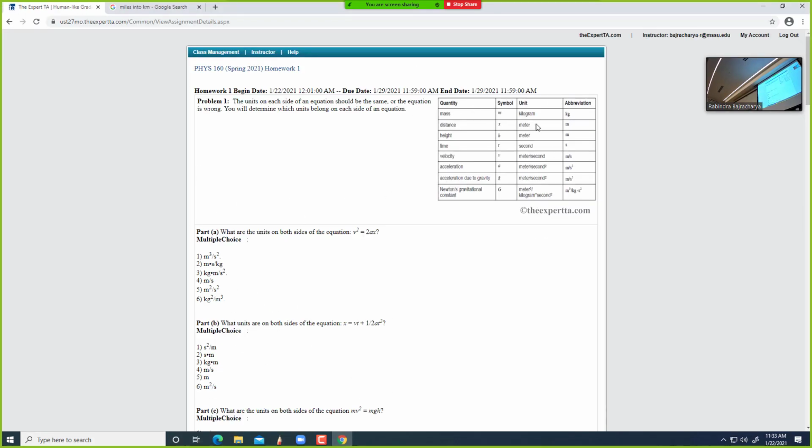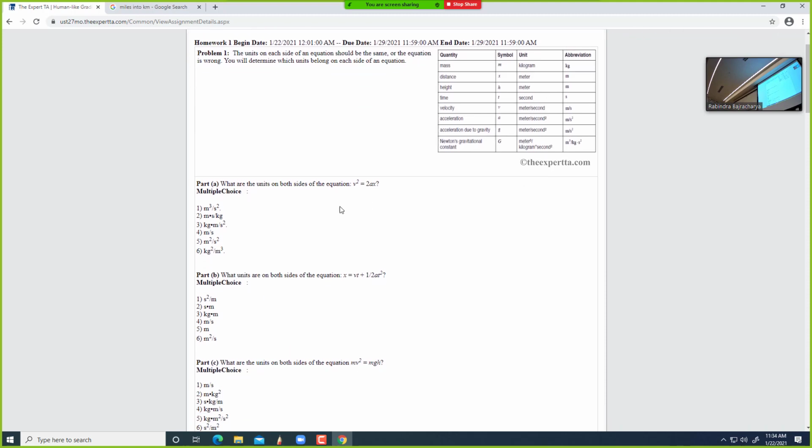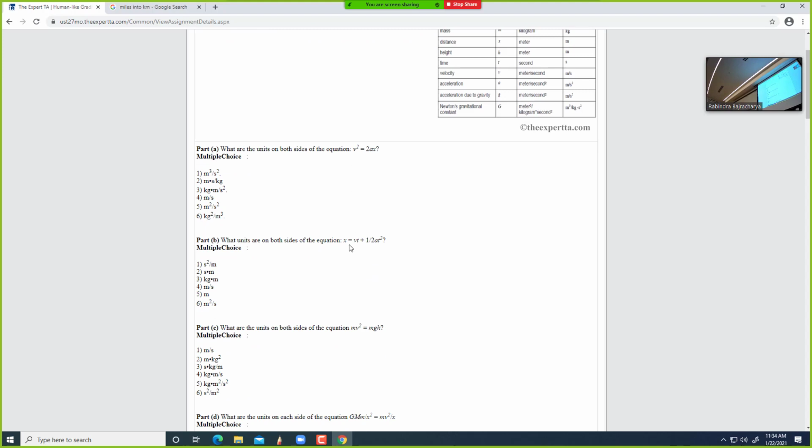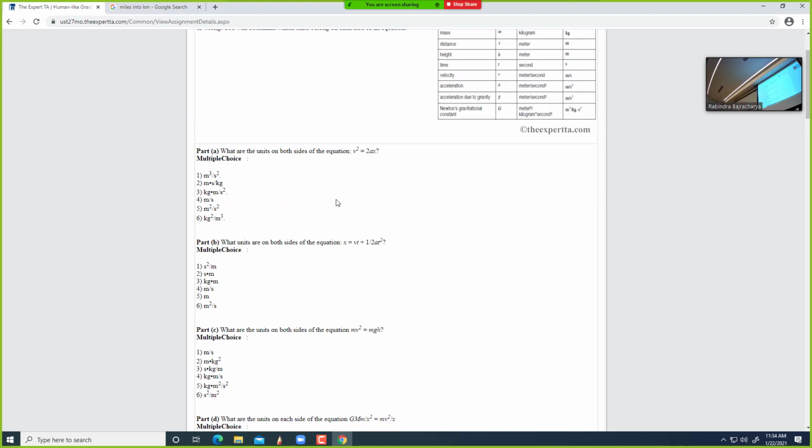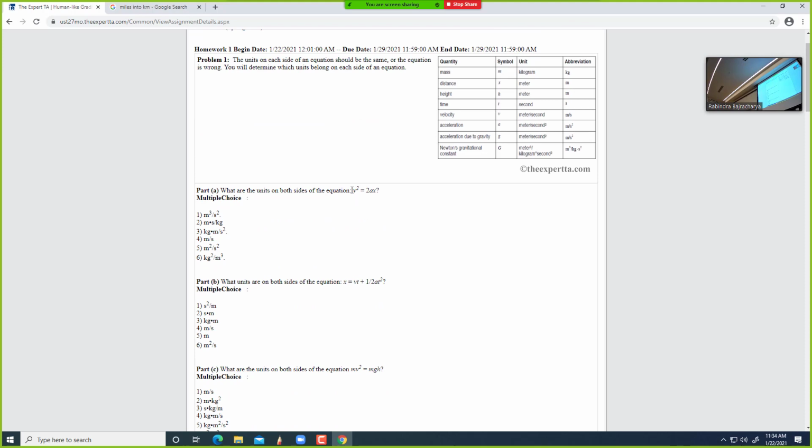So you are given these quantities here: mass, distance, height, and then you are given the units here: kilogram, meter, time, and with that it is asking you to find the unit of the given quantities. Or in this question it's asking you to see if the unit is consistent on right and left. So you have this formula: v squared is equal to 2ax. So you need to find out if the unit on the left is same as the unit on the right. So let's look at that.